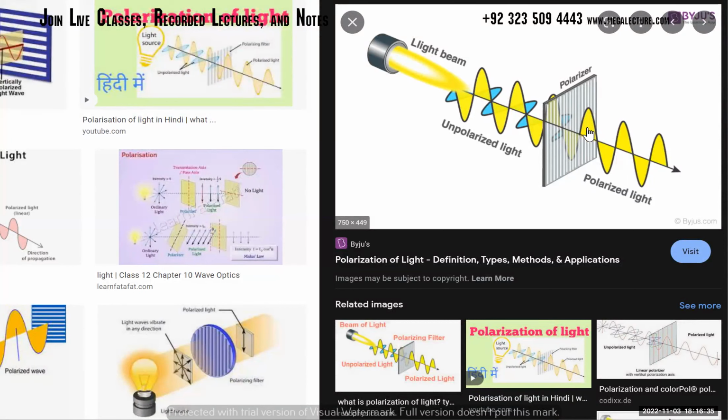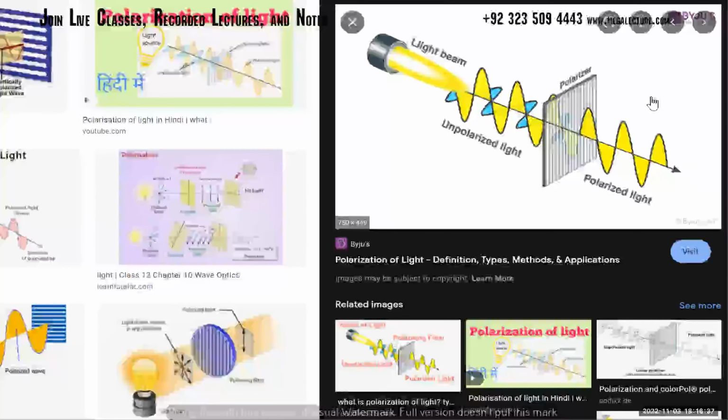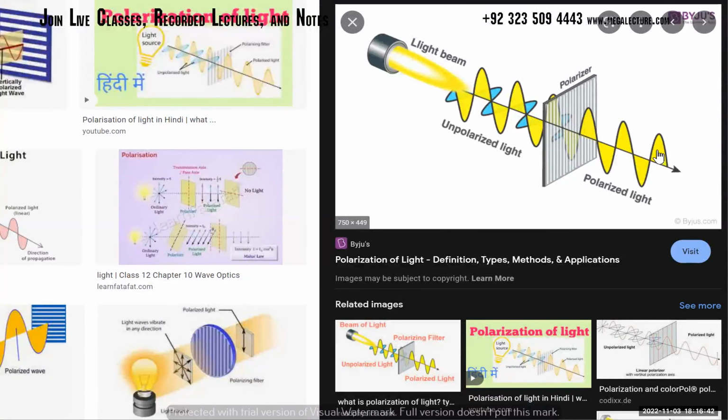What it does is, let's say you're getting plane polarized monochromatic light, which is this one. If it passes through the racemic mixture, the direction of polarization changes. Like if it's vertical, it will become horizontal. Is the idea clear?